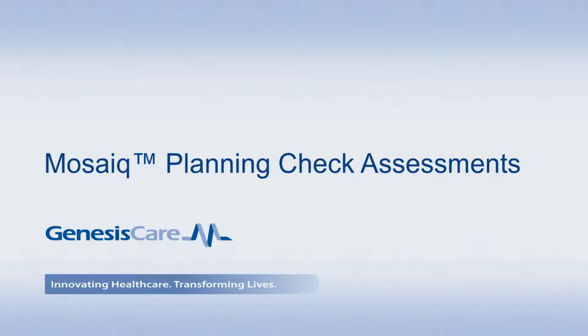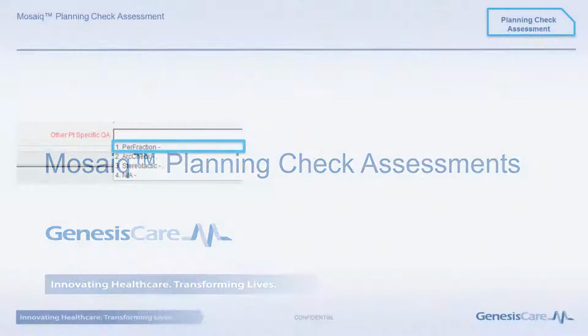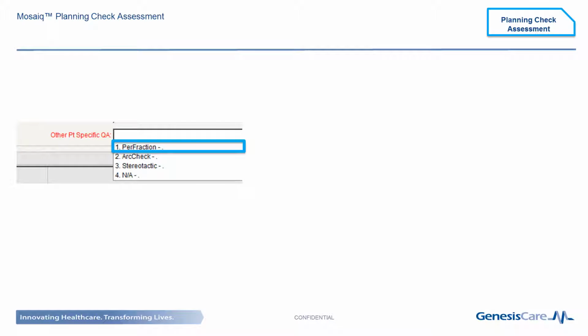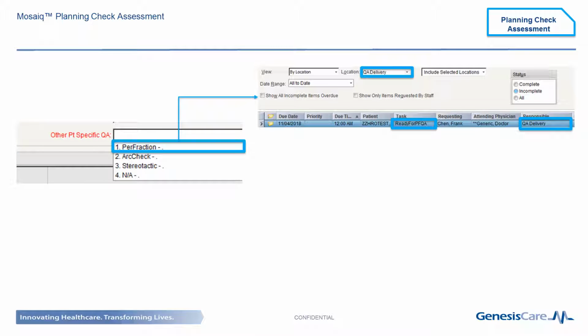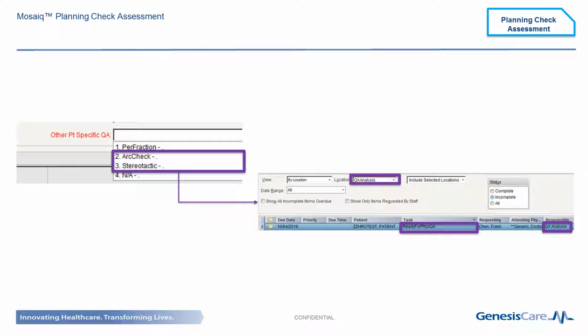Mosaic Planning Check Assessments. Each state's planning assessment is slightly different. However, all will contain a similar line item relating to the QA type required, and selecting PerFraction from the drop-down menu will trigger the Ready for PerFraction QA QCL item for RT-led PerFraction QA. Any other selection will trigger the Ready for Physics QA QCL.